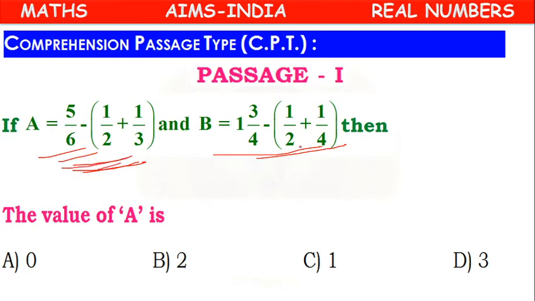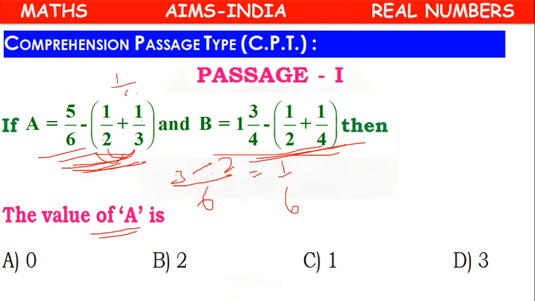In the passage, they gave the values of A and B. In question 1, they are asking the value of A. So what is the value? What is the LCM of 2, 3? LCM of 2, 3 is 6. 2 times 3 is 6, 3 times 1 is 3. 3 times 2 is 6, 2 times 1 is 2. So it is 1 by 6. This value is 1 by 6. 5 by 6 minus 1 by 6 equals 4 by 6.